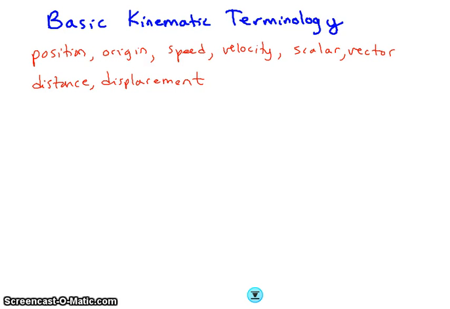There are a couple of important words to understand the meaning of in this unit, and here they are: position, origin, speed, velocity, scalar, vector, distance and displacement. And so in this video, I'm going to be showing you what they mean.